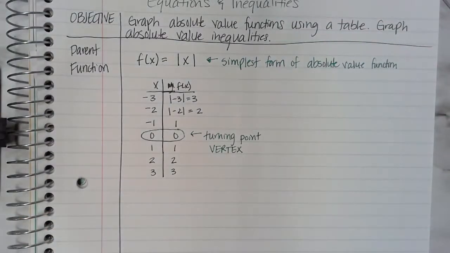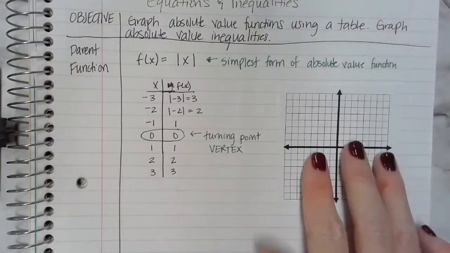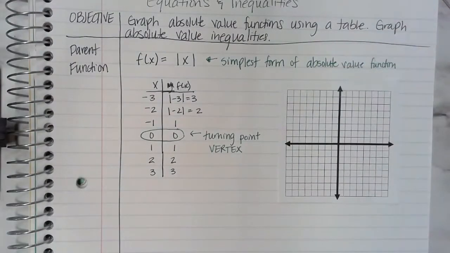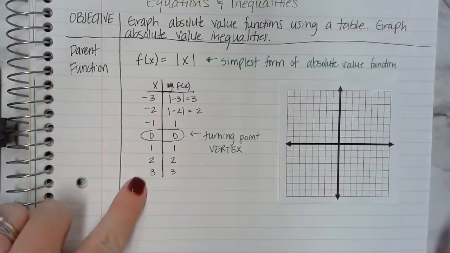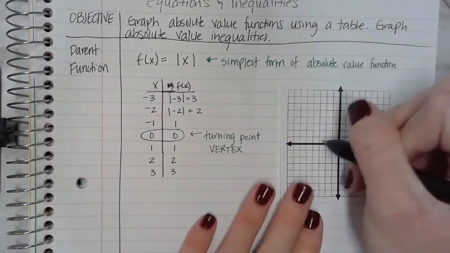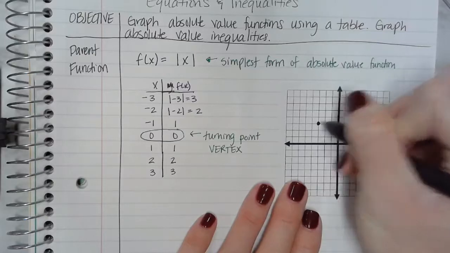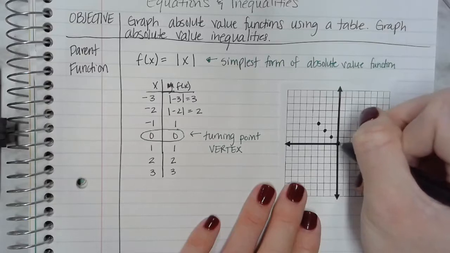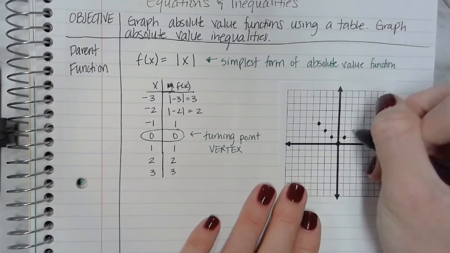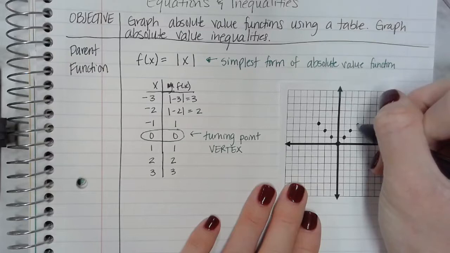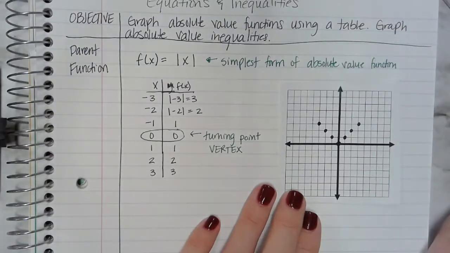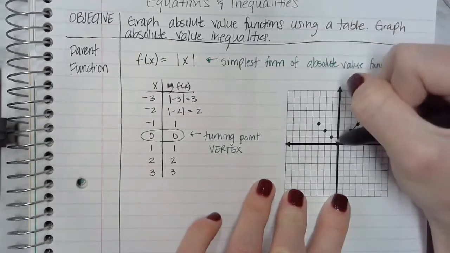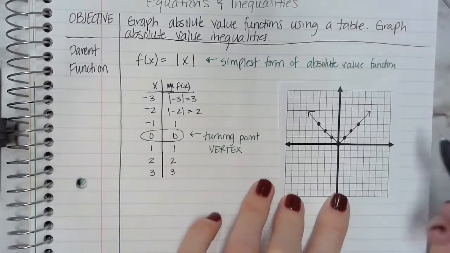And so now we're going to take a look at the graph of this function. And so I'm going to use these little coordinate planes that we talked about in class, and I'm just going to graph each of these points. So starting with -3, +3. I'm going to put a point there, -2, 2, -1, 1, 0, 0, 1, 1, 2, 2, and 3, 3. Then I'm going to connect the dots to form my graph. And if you take a look, it makes the shape of a V.